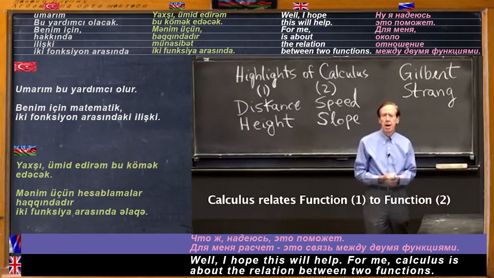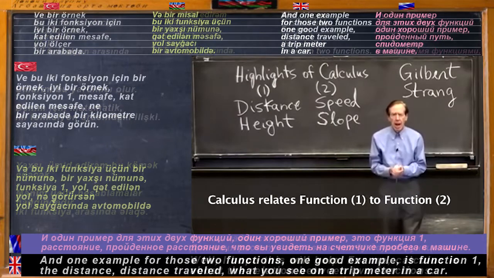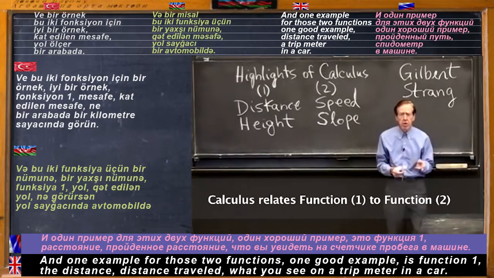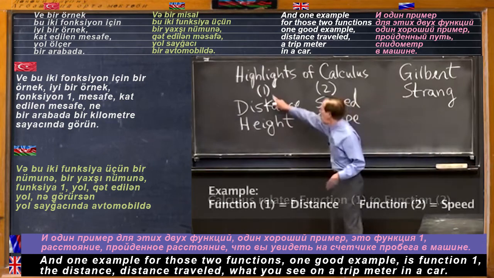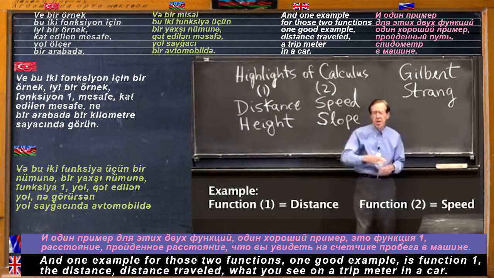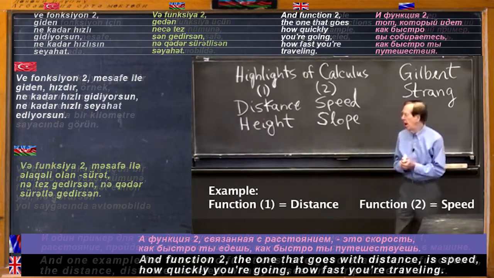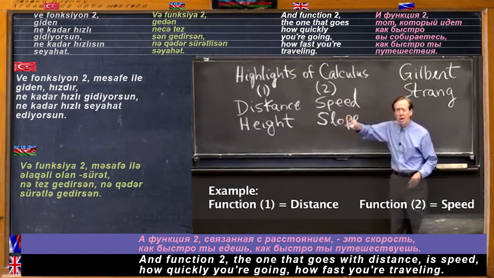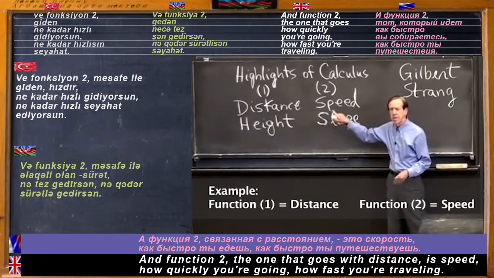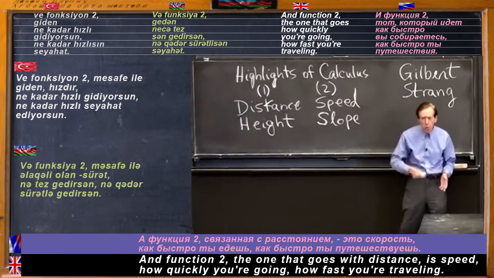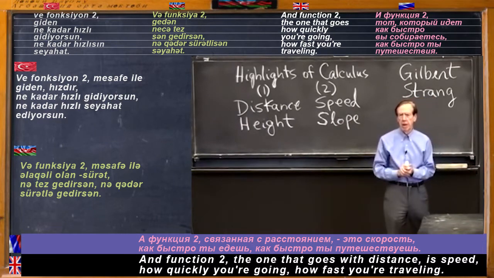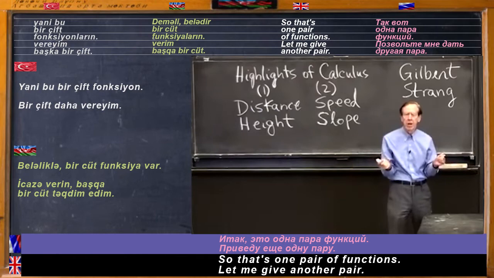For me, calculus is about the relation between two functions. And one example for those two functions, one good example, is function 1, the distance traveled, what you see on a trip meter in a car. And function 2, the one that goes with distance, is speed, how quickly you're going, how fast you're traveling. So that's one pair of functions.